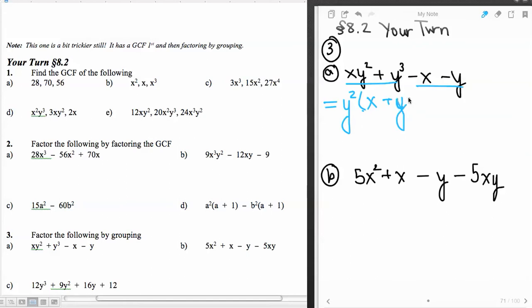Now looking at the second two terms, I can see, keeping in the back of mind, these were positives, right? Those are both negatives. So I'm going to take a negative 1 out, and that's going to give me a positive x, and it's also going to give me a positive y. Now I have 2 terms, and from those 2 terms, I'm going to take the GCF. That GCF is x plus y, and that's going to leave me with a y squared minus 1.